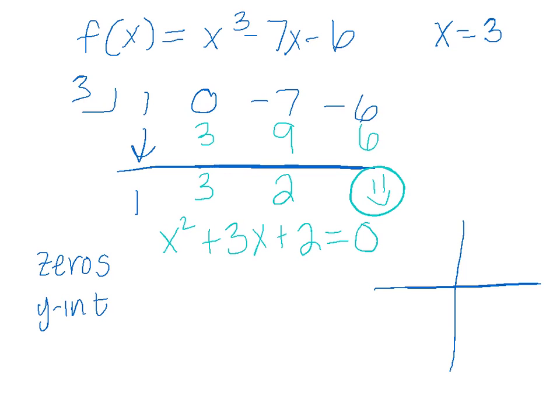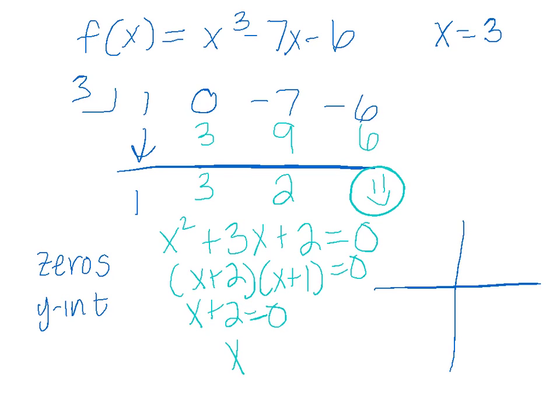We've learned a bunch of different ways to solve quadratic functions. By far the easiest is if we can factor something. And this one, I know 2 and 1 multiply to be 2, add up to be 3. I'm going to set those factors equal to 0, so I get x equals negative 2, x equals negative 1. So my zeros are negative 2, negative 1, and 3.